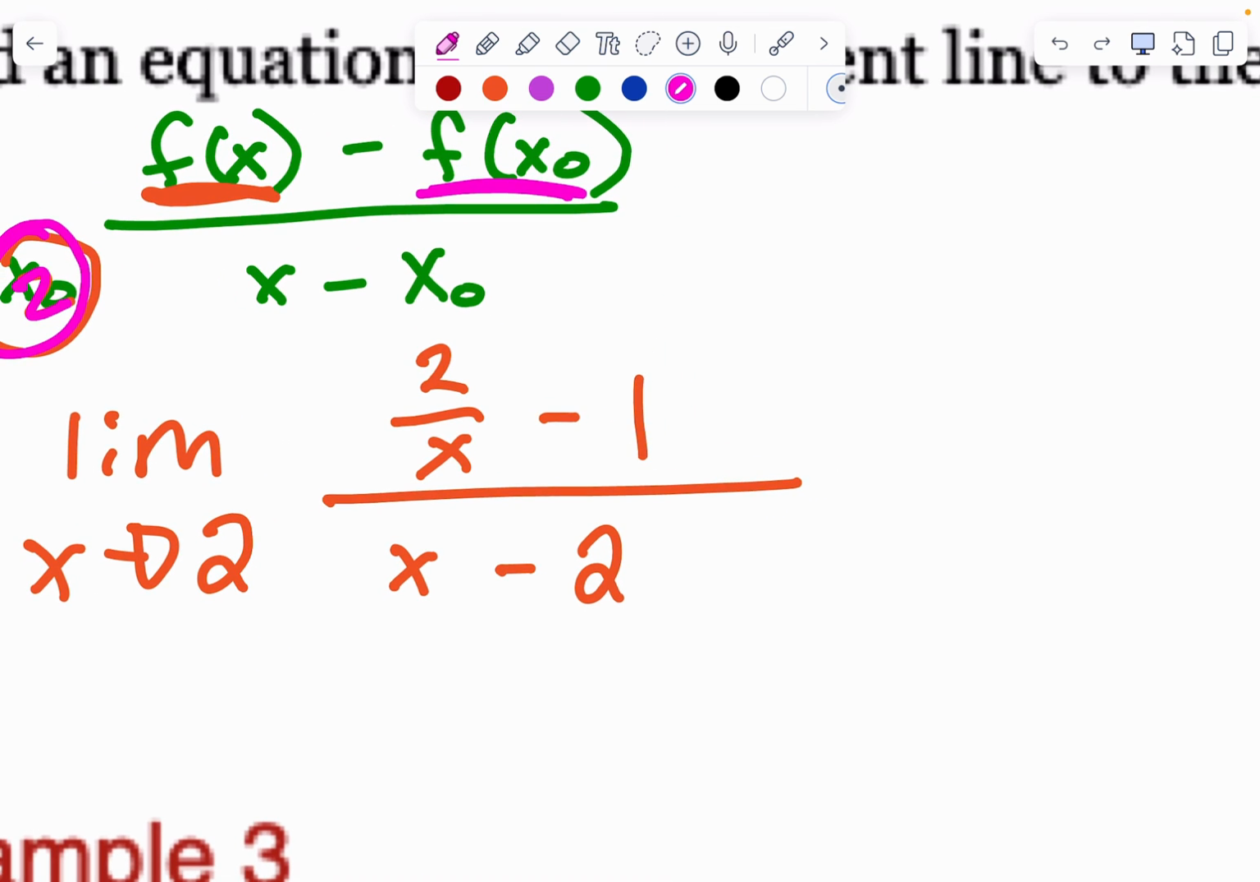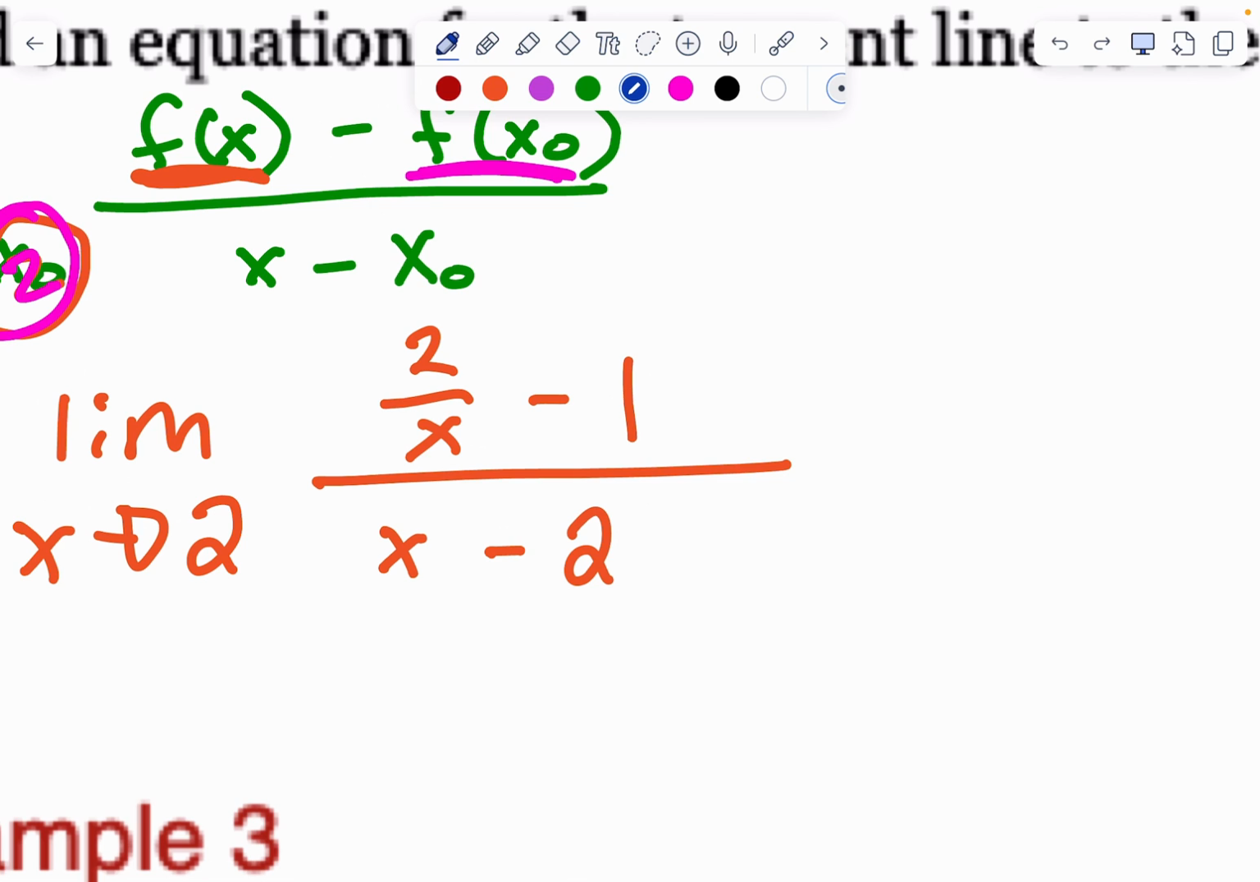All right, so we know we can't plug in 2. Let's see if we can do some other stuff. I don't like fractions on the top. Let's get a common denominator. So let's make this x over x. Let's see if this helps us. I have no idea if it's gonna, let's see if it does.